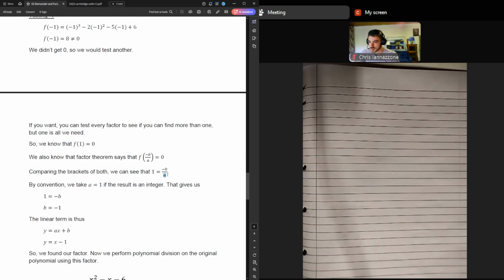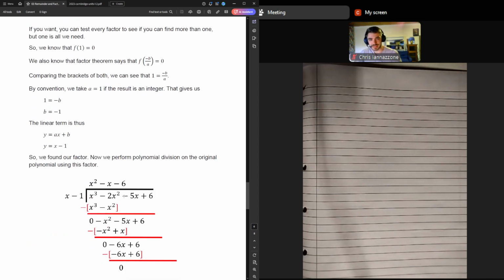And so, when you assume a equals 1, you just get 1 equals negative b, or b must be equal to negative 1. So, we have our a equals 1 by convention, and b equals negative 1. The linear term, ax plus b, must therefore be x minus 1. So by using factor theorem, we figured out what this polynomial is divisible by.